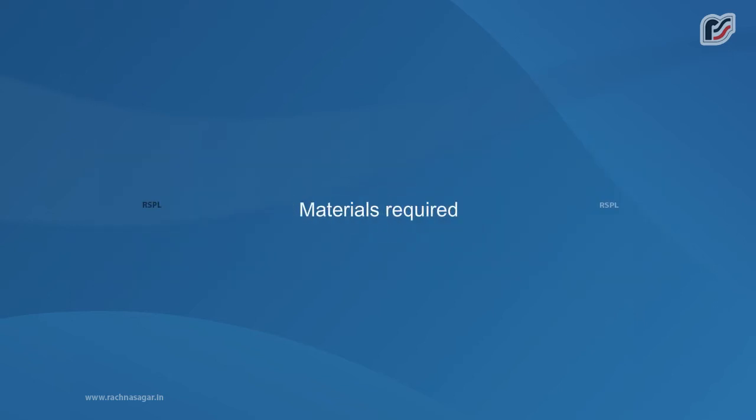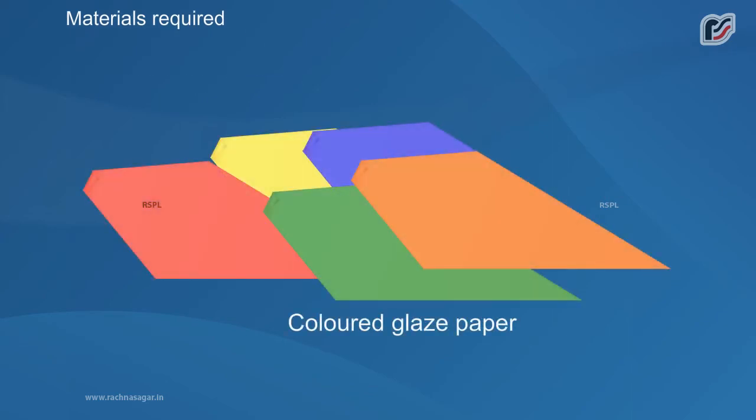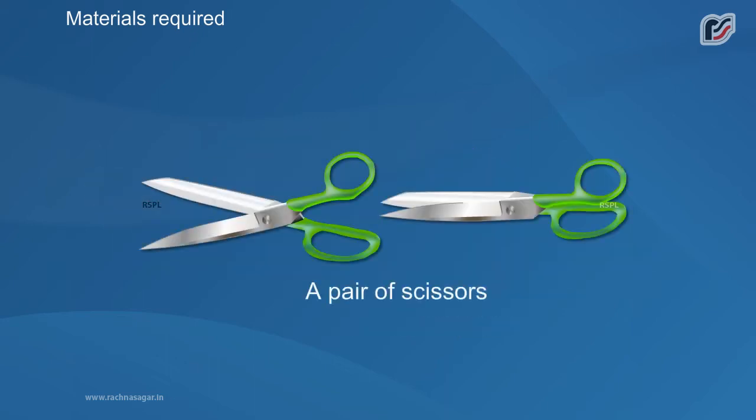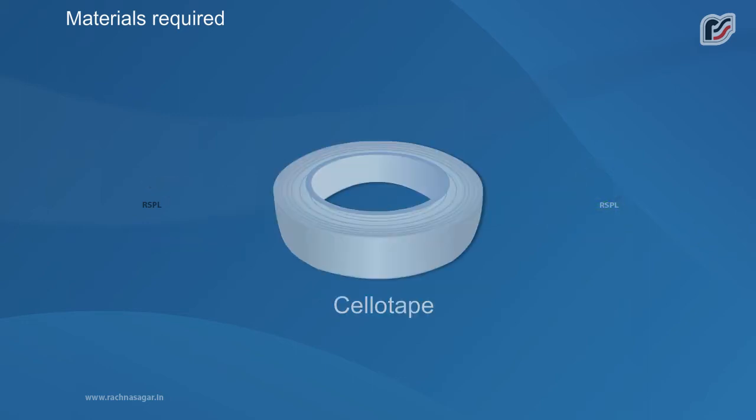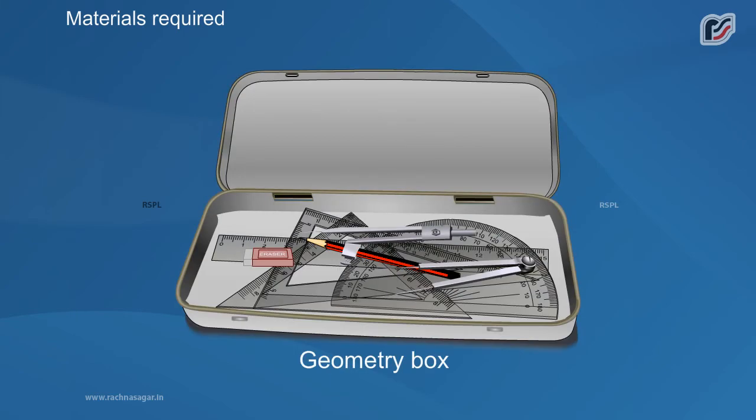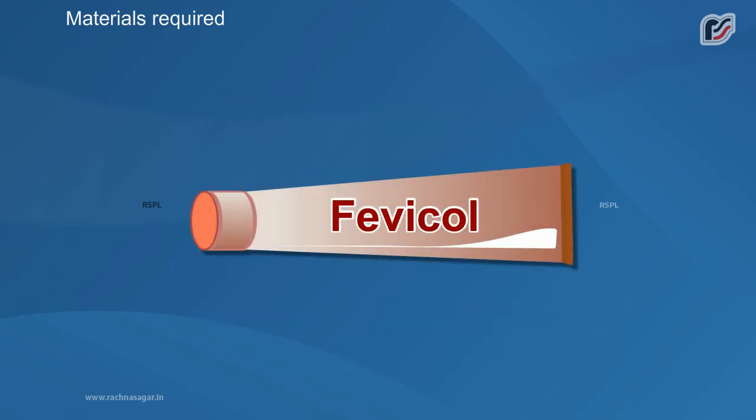Materials required: colored glaze paper, a pair of scissors, sellotape, geometry box, Fevicol.